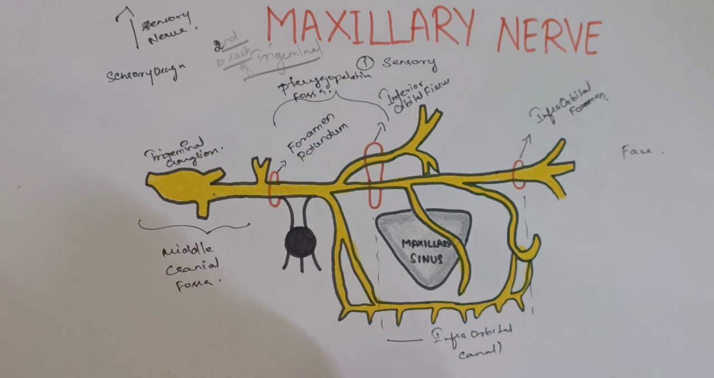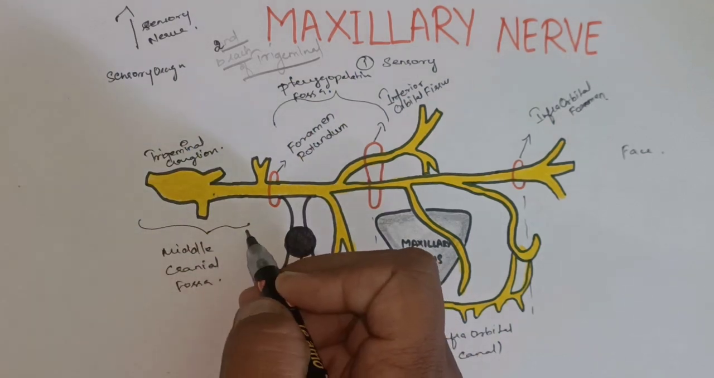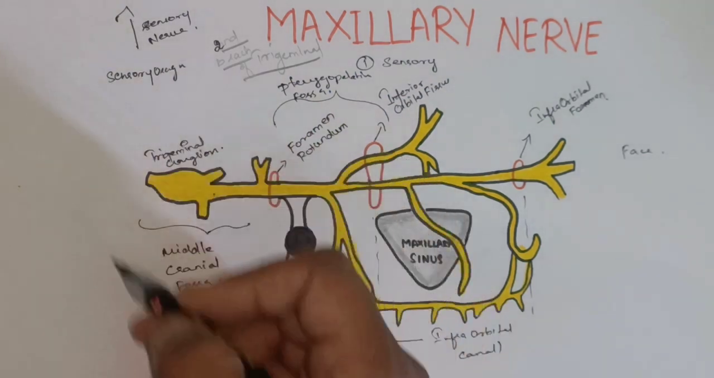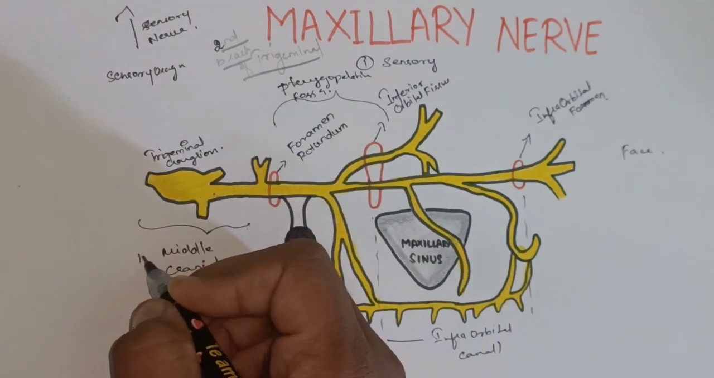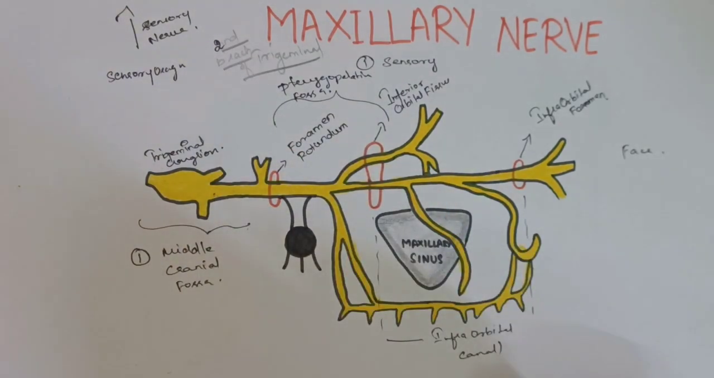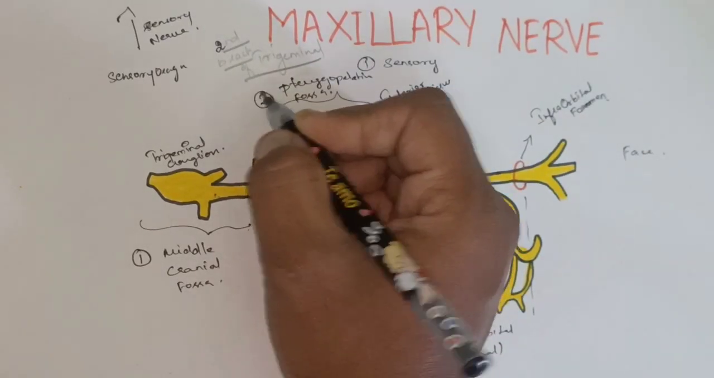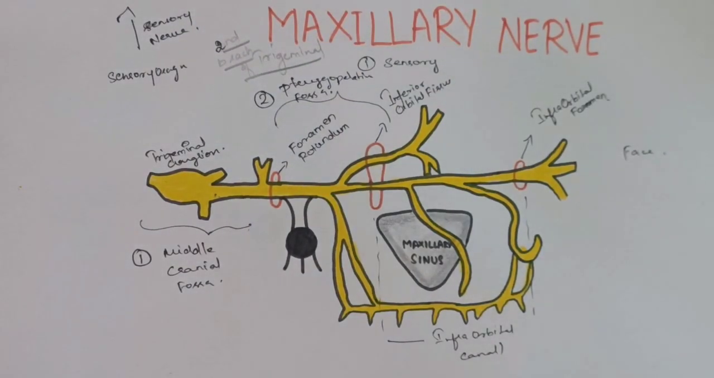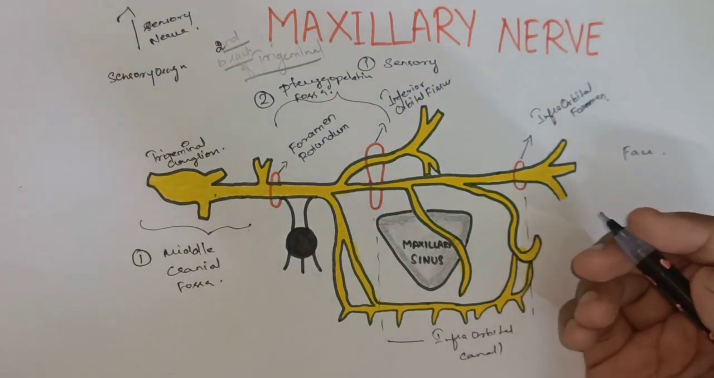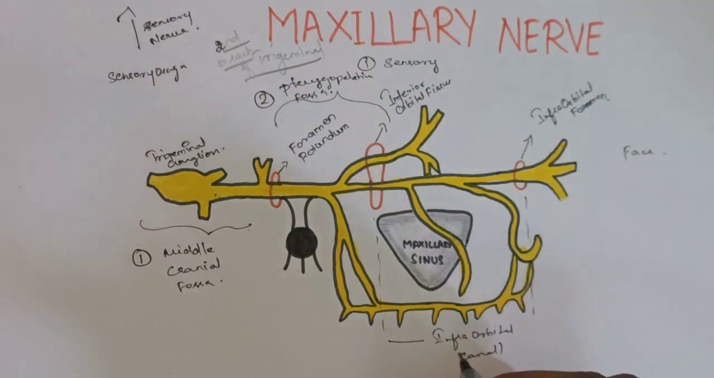Okay, the first region is your middle cranial fossa. Within the middle cranial fossa itself it gives your first branch. See, this is your middle cranial fossa. The second area where it gives branches is your pterygopalatine region, and the third area is in the orbit.